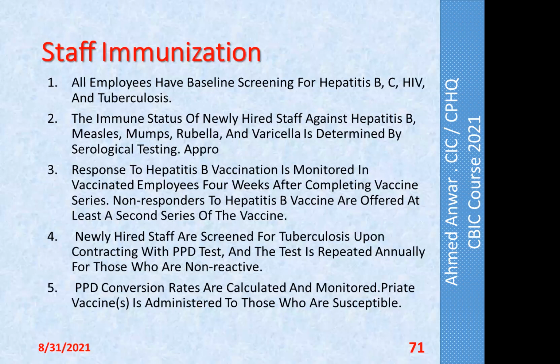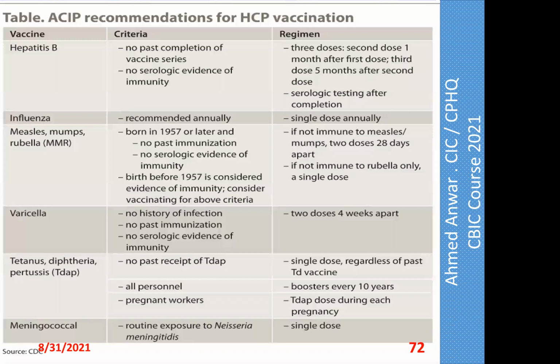For staff immunization, all employees in the healthcare facility should be screened for hepatitis C, B, HIV and TB. New hiring staff should be screened for hepatitis B, measles, mumps, rubella, varicella, and the staff who are not immune to these diseases should start vaccination for them. Here we have examples of the most common vaccinations of healthcare workers, which should be implemented.